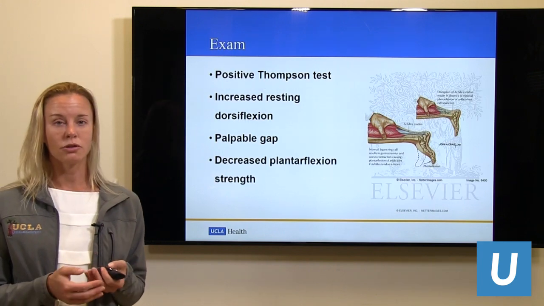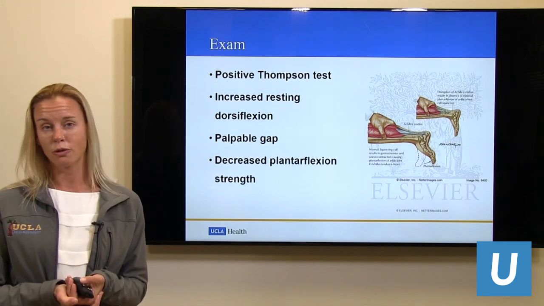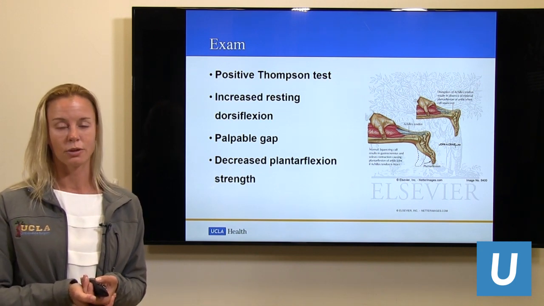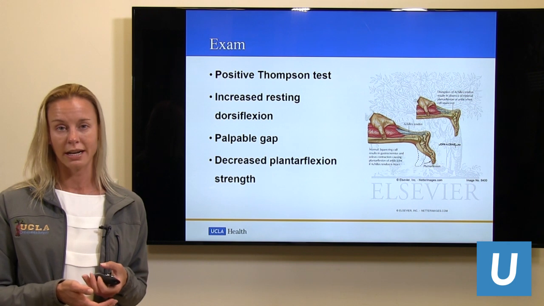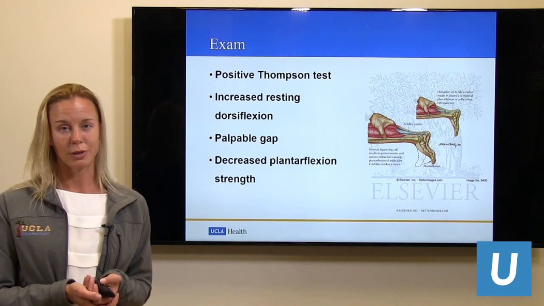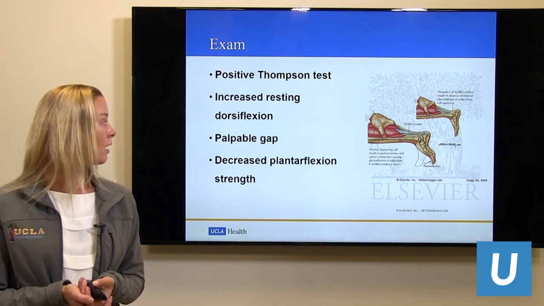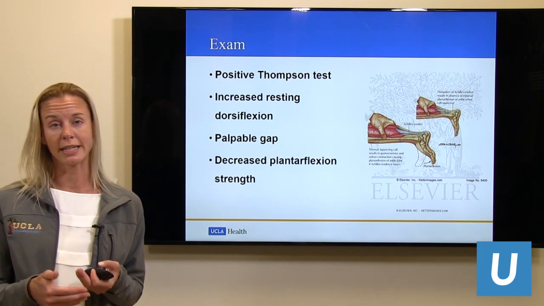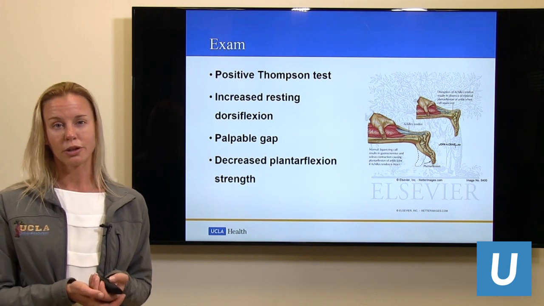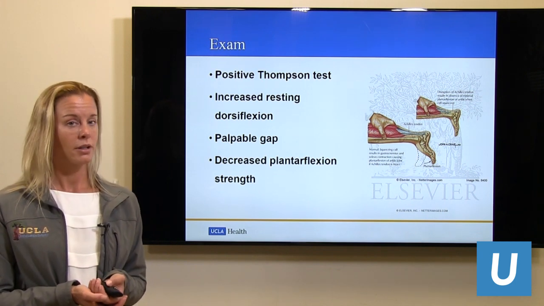For diagnosis, you don't necessarily have to have an MRI or an ultrasound. It's diagnosed by a physical exam where the doctor will squeeze the back of your calf and see if your foot moves. If it does not move, that usually means that the tendon is ruptured. You may feel a gap in the back of your tendon, or you'll just notice that you're very weak when you try to go up on your toes or point your toes.